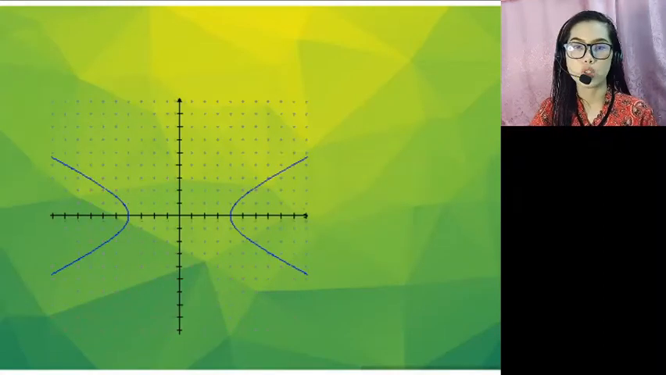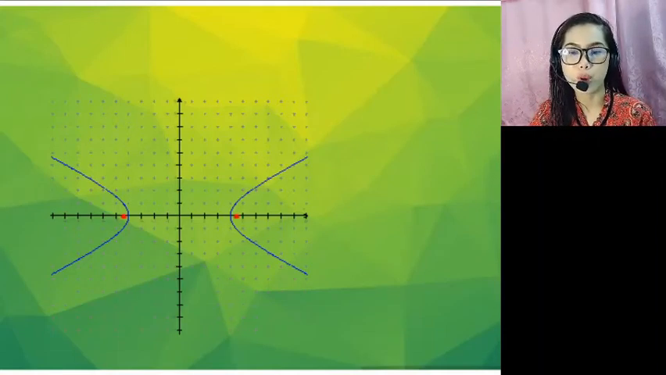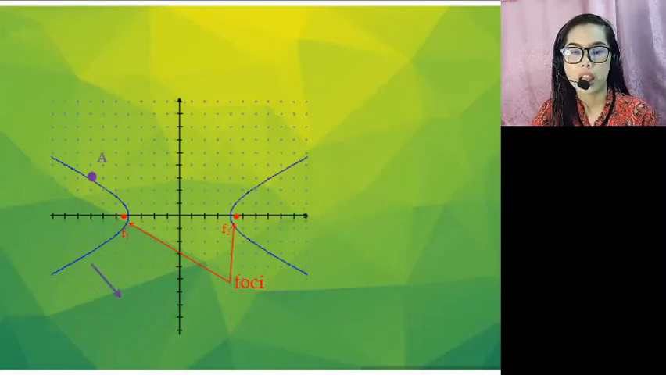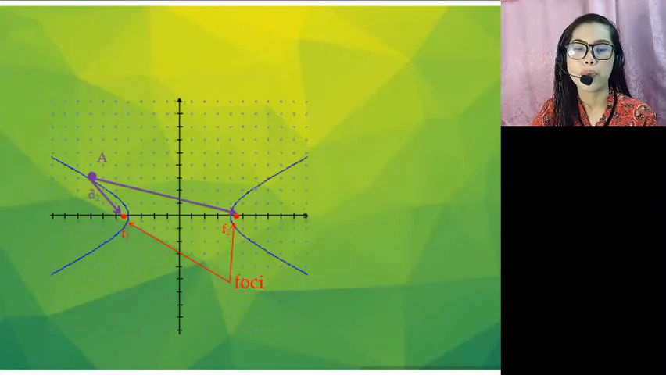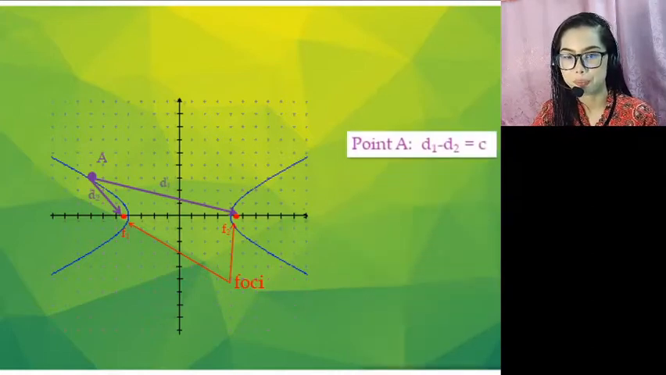To understand more the definition of a hyperbola, here is an illustration. You have two points, which are the foci of your hyperbola: the first focus and the second focus. If you make a point on the hyperbola, let's call it point A, the distance from point A to the first focus minus the distance from point A to the second focus is constant.